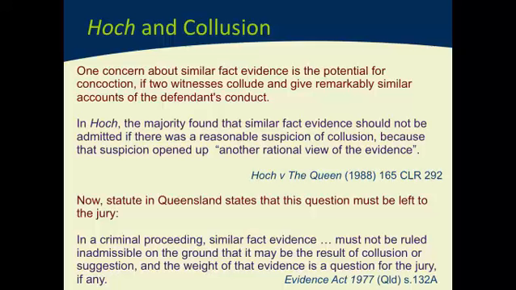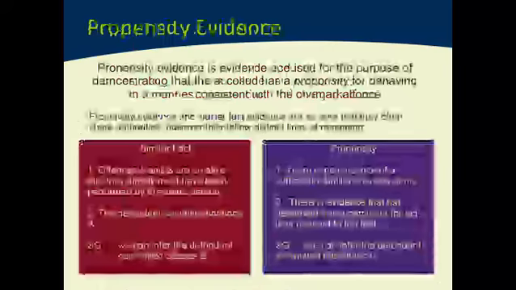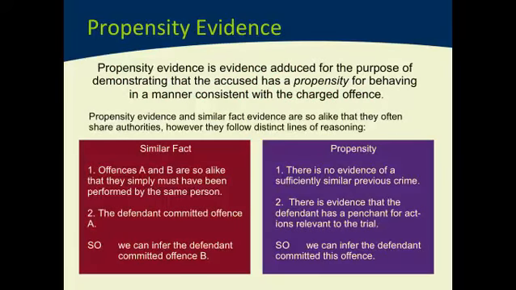Next, I want to turn to propensity evidence. Propensity evidence is a little bit less precise than similar fact evidence. Propensity evidence is introduced to show that an accused person has a propensity for behaving in a manner that is consistent with whatever behaviour has been observed as part of the offence.